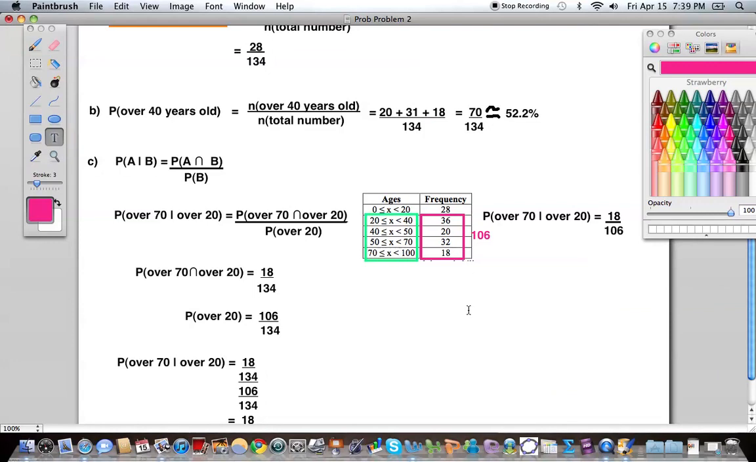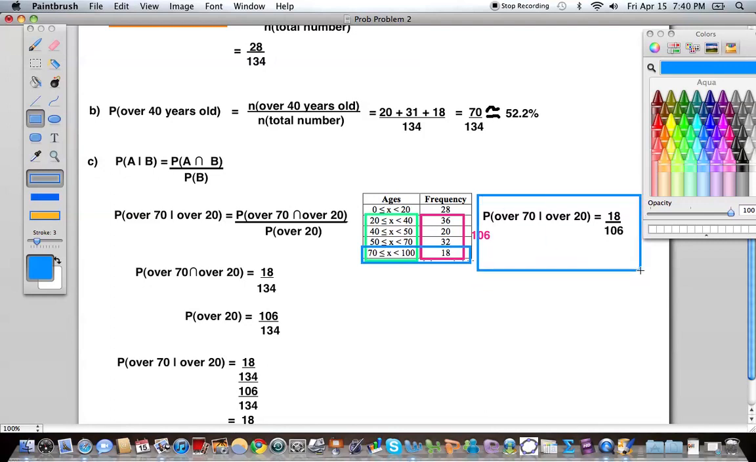But what we're looking for is the probability of choosing a passenger who is over 70. So we can take a look at this and say, well, I know that the only time we're going to pick a passenger who is over 70 is going to be if they're in the 70 to 100 range, and there's 18 of those. So the probability of someone being over 70 given that they're over 20, well, this is the population that's over 20. We know there are only 18 who are over 70, which gives us 18 over 106.